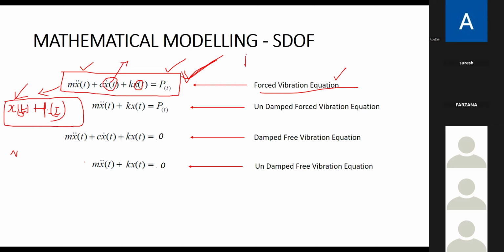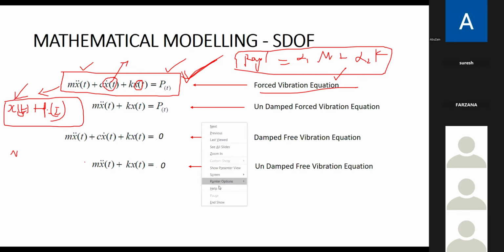Normally they use Rayleigh damping. Rayleigh damping is a function of the mass matrix and the K matrix. They use alpha 1, alpha 2. This is all higher level, I'm just giving a glance. I don't want to confuse you much here.